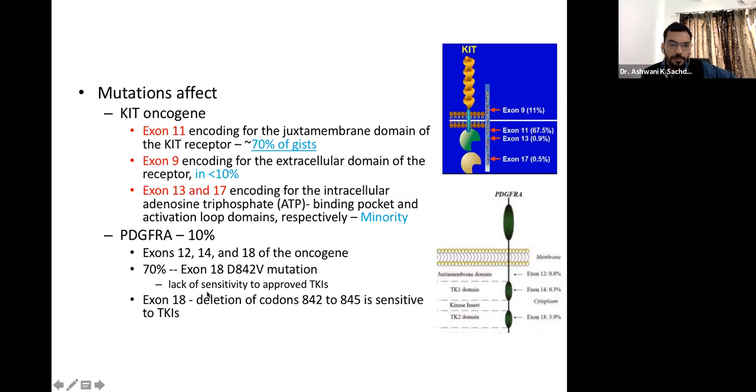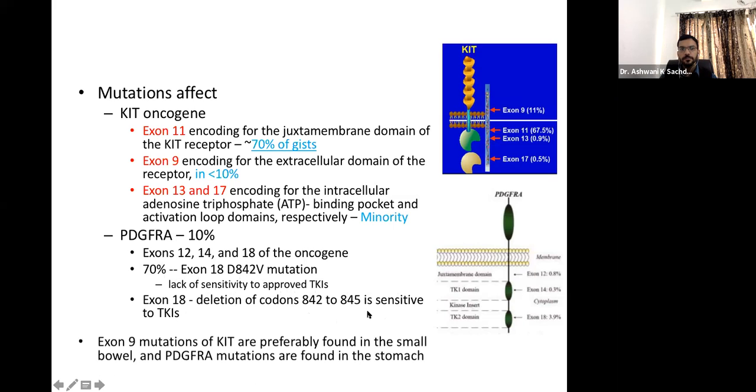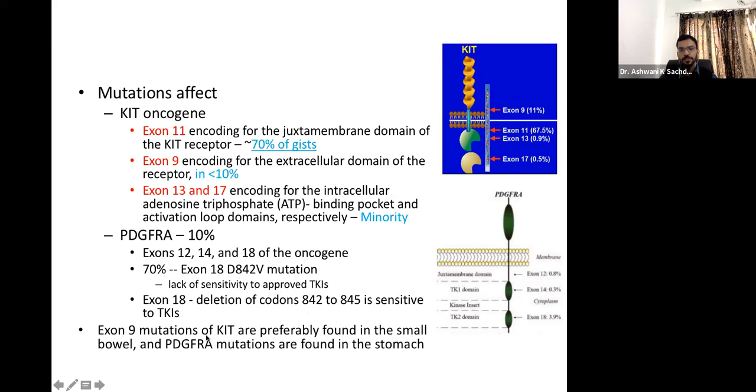It is associated with lack of sensitivity to the approved tyrosine kinase inhibitor imatinib. Other mutations of exon 18, like deletion of codons, are not associated with lack of sensitivity, so they are sensitive to imatinib therapy. Exon 9 mutation of KIT usually occurs in small bowel GISTs, and PDGFR mutation is usually found in the stomach GISTs.